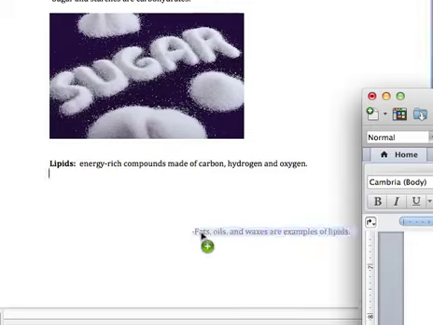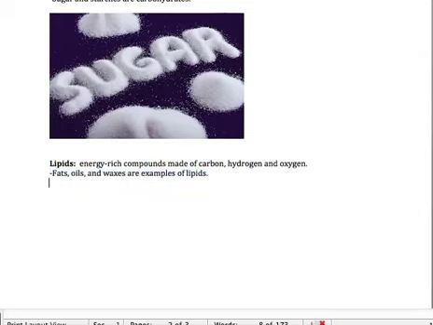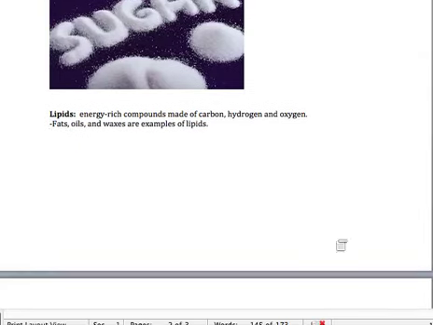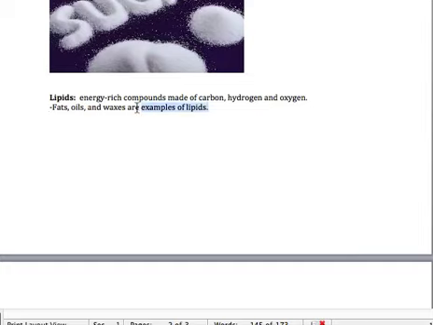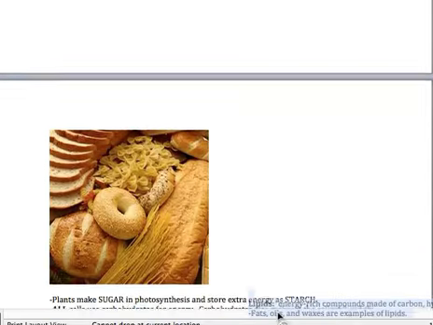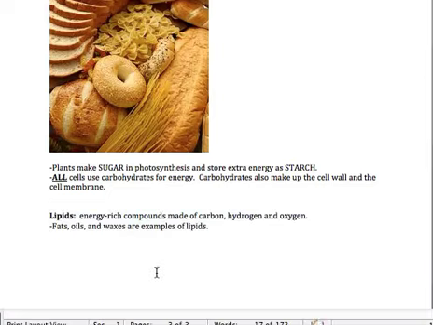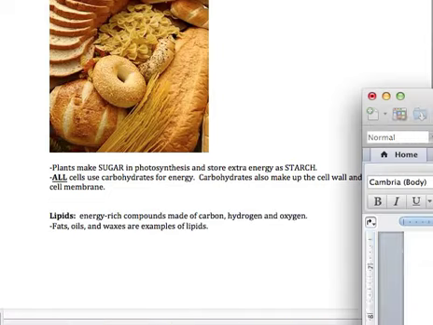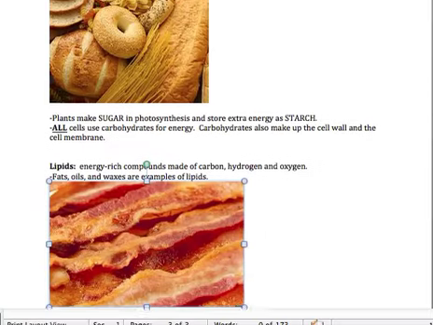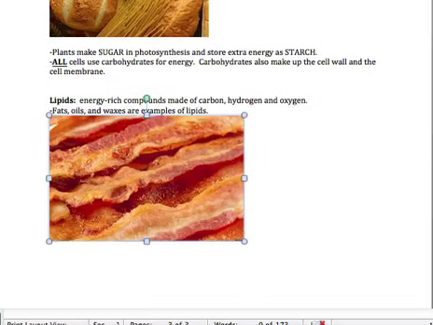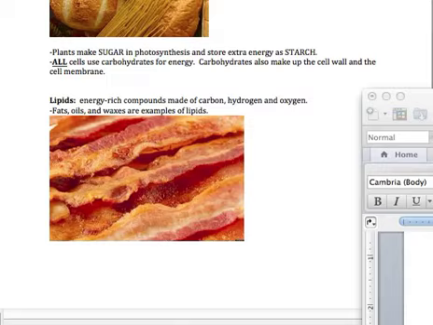Examples of lipids are fats, oils, and waxes. Oh, I'll move this down below our carbohydrates, I'm sorry. So fats, oils, and waxes are all examples of lipids. So I've provided a couple of little pictures. Here's some of our fat. I've put in bacon. Bacon also includes protein, but I'm looking at this white stuff right here. This white stuff, that's all fat. So that's an example of fat.